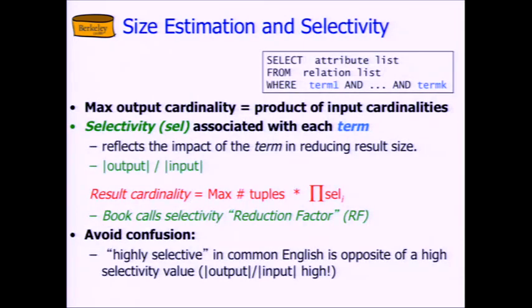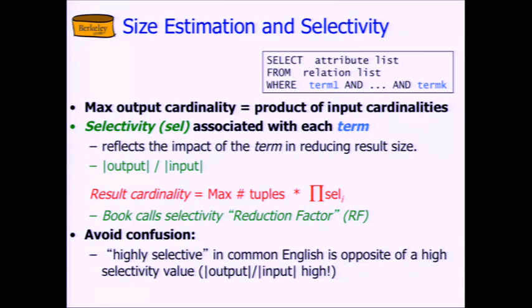Let's do some simple size estimation using those basic statistics. The maximum output cardinality of any query block, select from where, is the product of the input cardinalities, because the biggest thing you can do in the relational algebra is a cross product. That's the growingest operator we've got. So we know that things are no bigger than the product of the input cardinalities. The question is, how much smaller is it than that?